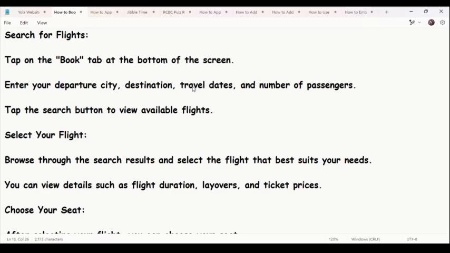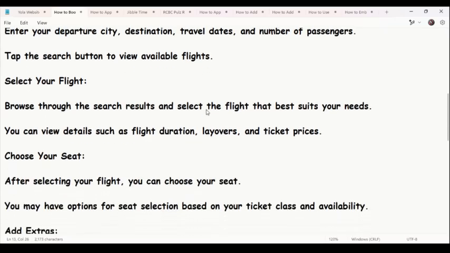Then select the flight. Once you select the flight, browse through the search result and select the flight that best suits your need. Then you can view details such as the flight duration, the layover, and the ticket price.